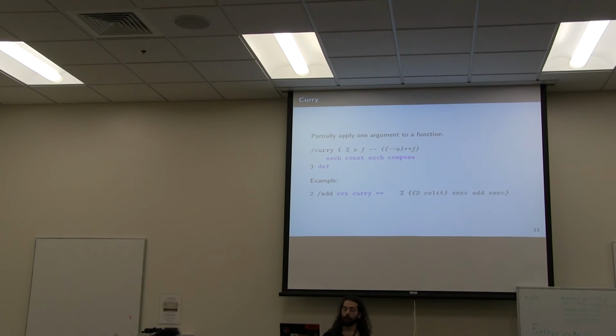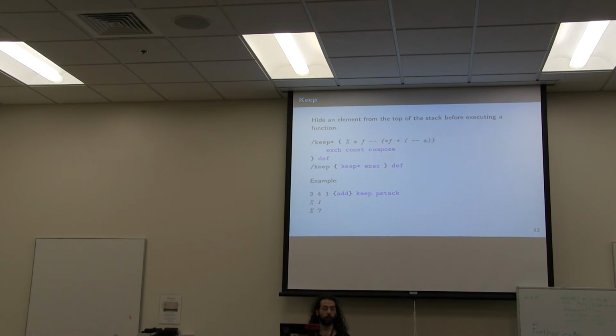So yeah, the way that curry works is it simply makes a constant function out of the argument, and composes it with the original function. A very similar function is keep, which nearly every single time that I have used it, I have followed it by exec, and so I define keep to be the higher order function followed by an immediate exec. But it is exactly the same thing as curry, except that it pushes its argument after the function has been run. And so you can think of that as hiding the top element of the stack for a moment while you run something else.